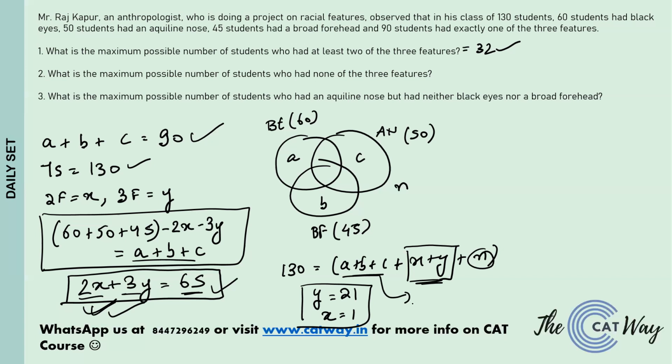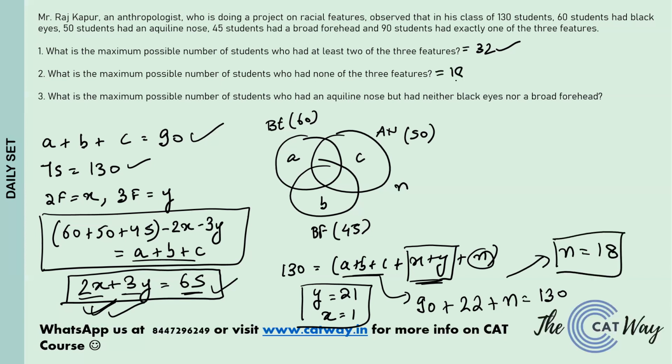So this will be 90 plus x plus y, that is 22, plus n is equal to 130. Solving for n, we get the value of n to be 18. So the correct answer for this question is 18.